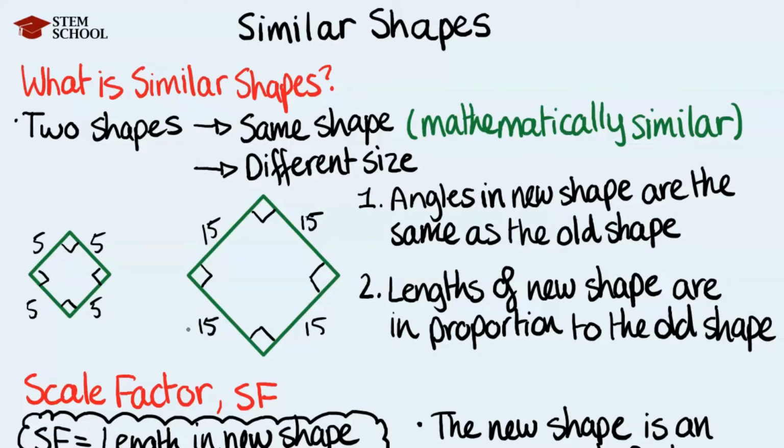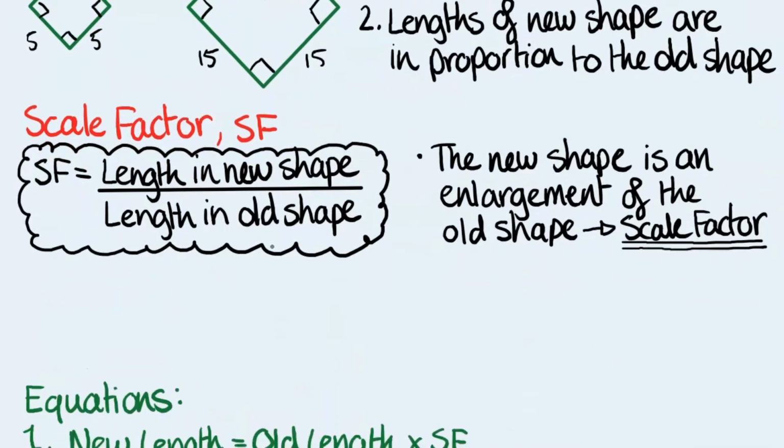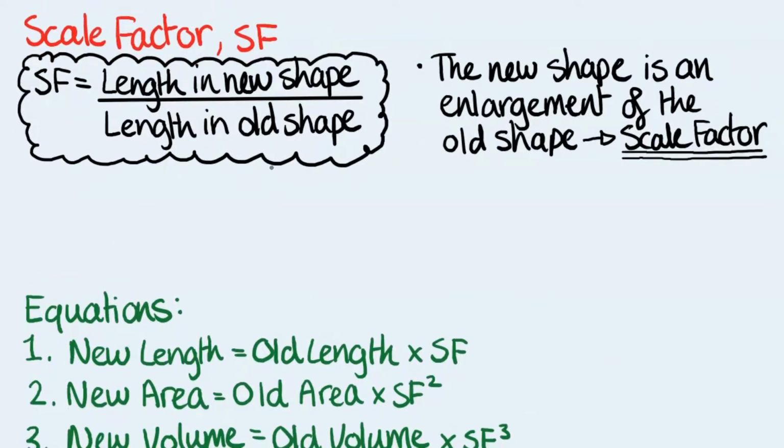So basically, if you know the length of the old shape and the length of the new shape, then you can work out how these shapes are in proportion to each other. And that is what we call the scale factor. This is an important formula that you need to remember. The new shape is an enlargement of the old shape by applying a scale factor. The scale factor is calculated by the length in the new shape divided by the length in the old shape, okay? That's typically the first thing you need to calculate in the question.